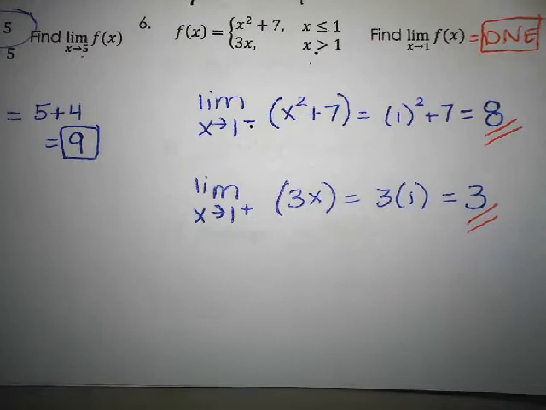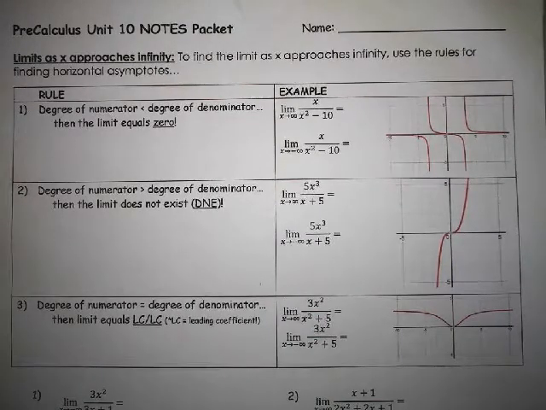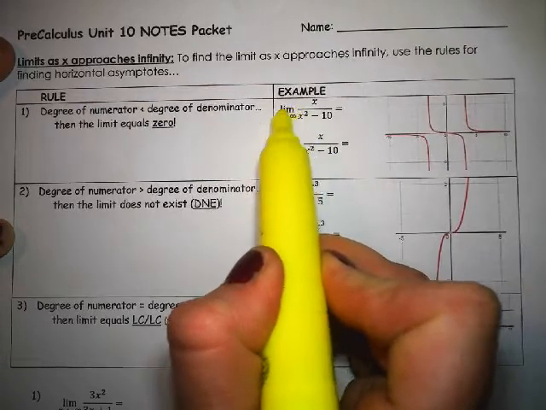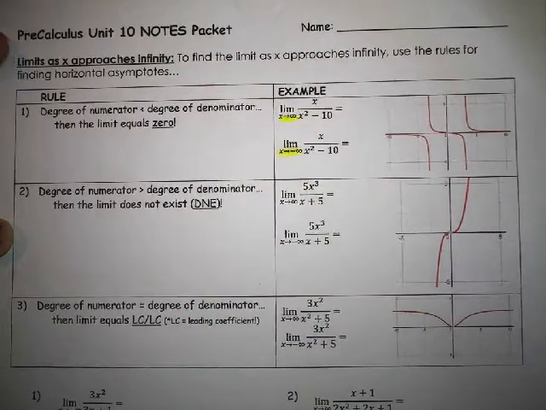Okay, if you flip your paper over, go to the next page. The next page talks about limits at infinity. Okay, limits as x approaches infinity. So we would recognize this type because the problem would say x approaches infinity, or it even might say x approaches negative infinity, okay?